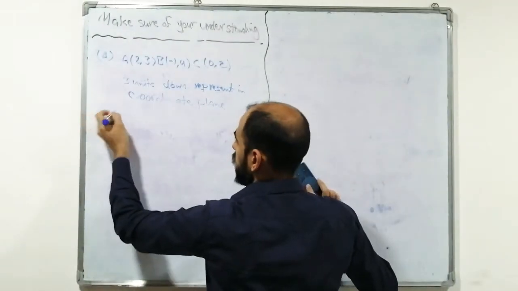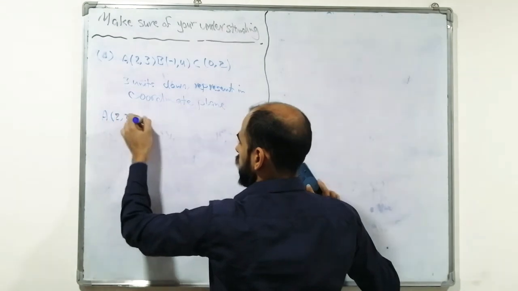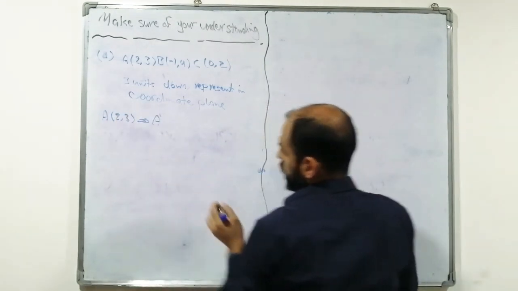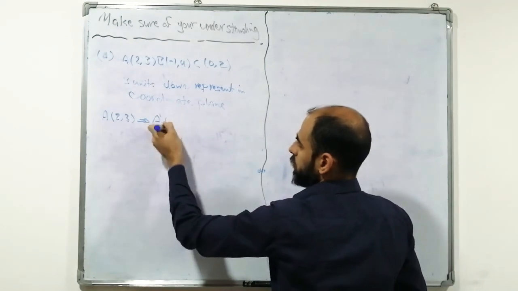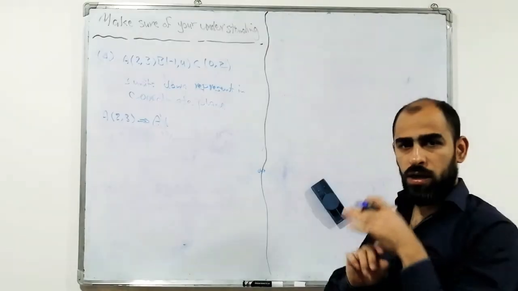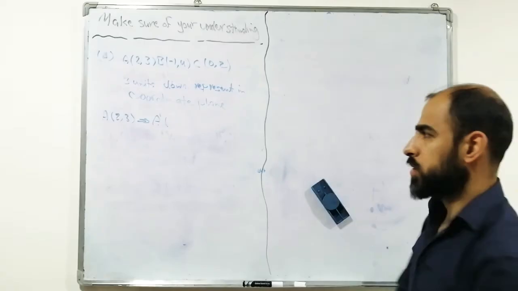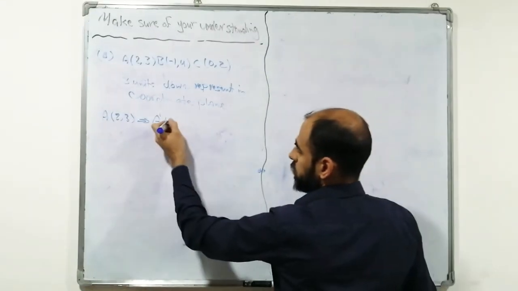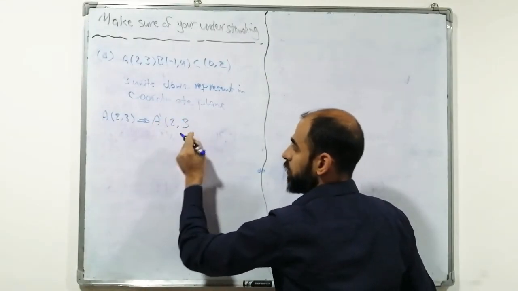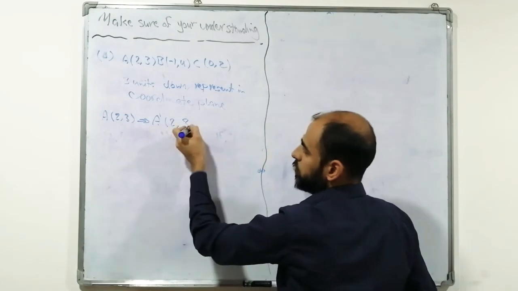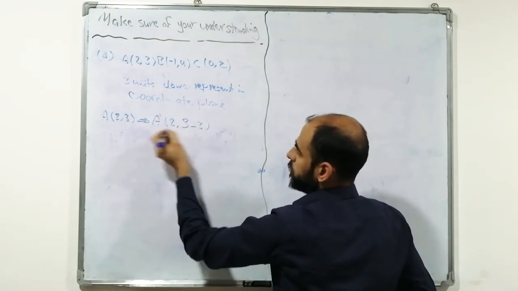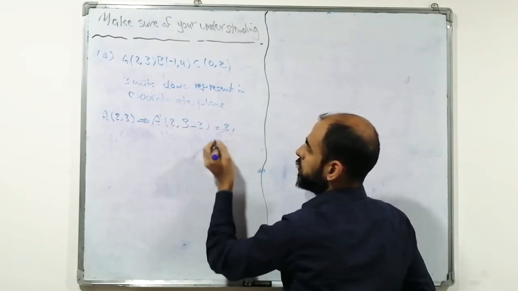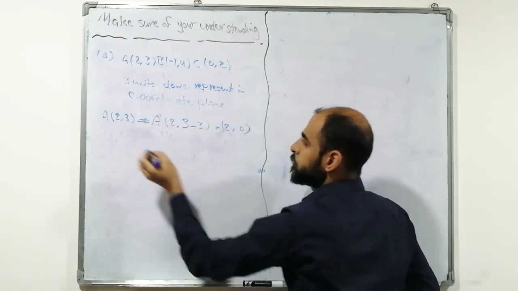So A is the point 2 and 3. It's translated downward 3 units. Since we have translation along the y-axis, downward to the negative side, we are going to subtract 3 units from y. A dash will be 2 and 0.